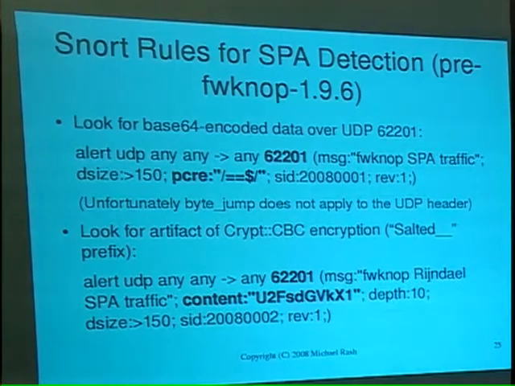Incidentally, you might say, well, why use a PCRE for this? Because PCRE is kind of expensive, and that's of course true. But unfortunately, byte jump does not work at the transport layer header, so I can't make it take the length field of the UDP header and use that as an operator to get to the end of the packet data. So using this PCRE expression with this $ sign allows me to do the same thing, but it's a slightly more expensive operation just because I have to appeal to the PCRE library.